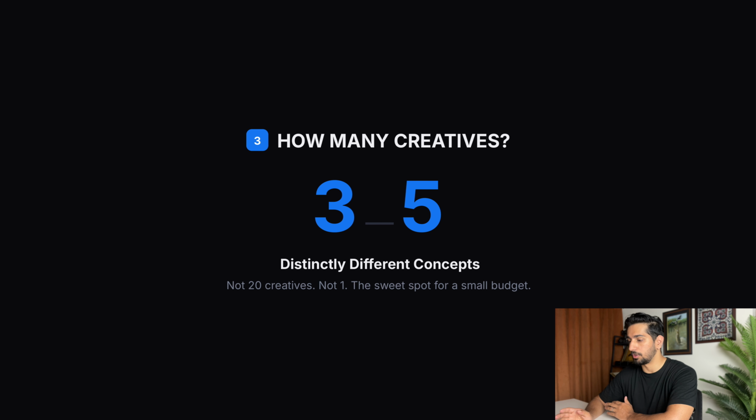So how many creatives do you need? With about $100, you do not need 20 creatives. Again, you don't have enough budget. What you need is somewhere around 3 to 5 distinctly different creative concepts, so the algorithm has enough material to identify what is actually working, instead of just testing a bunch of creatives without having enough spend to test them.